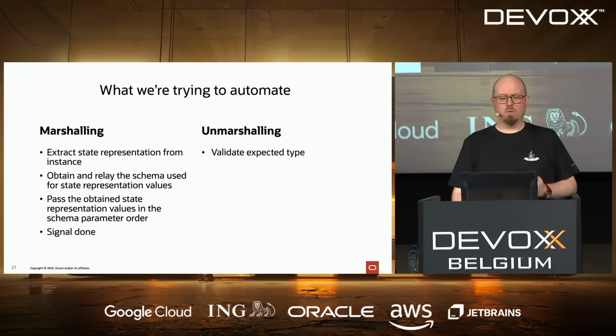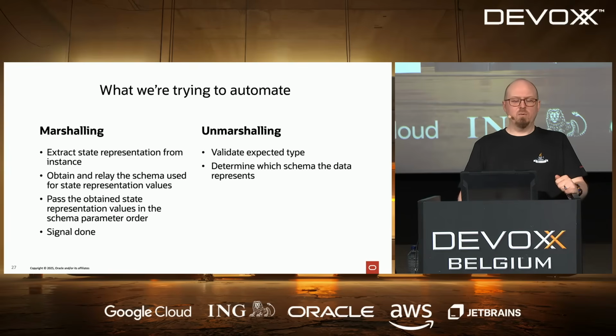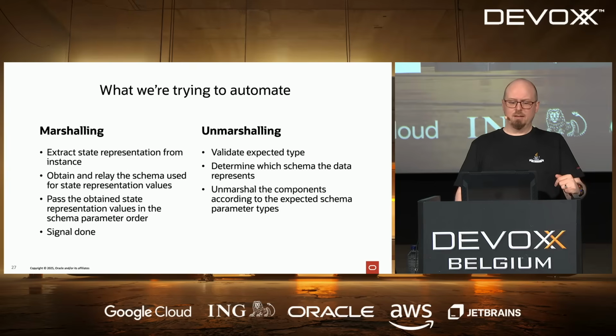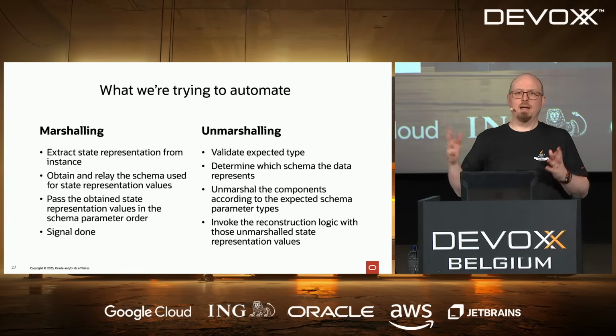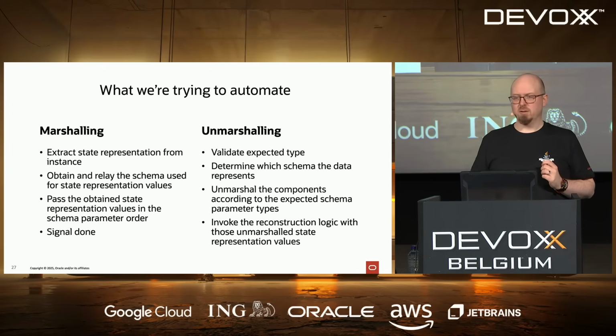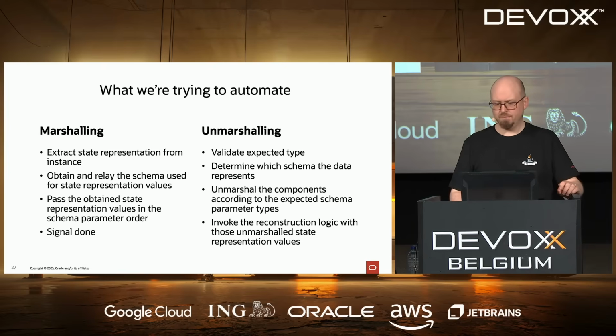And on the unmarshalling side, we want to say that, okay, you wanted a point. We want to make sure that we have a point. And then we want to figure out, okay, you want a point. Are there multiple representations of point? What kind of version of point do I have, and how do I unmarshal that? So figure out what the schema is and unmarshal it according to that schema, and then invoke the reconstruction logic, like the constructor, etc., and pass in those pieces of information. So that's what we're trying to automate here.